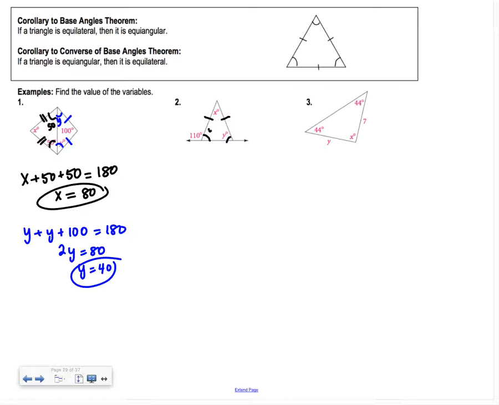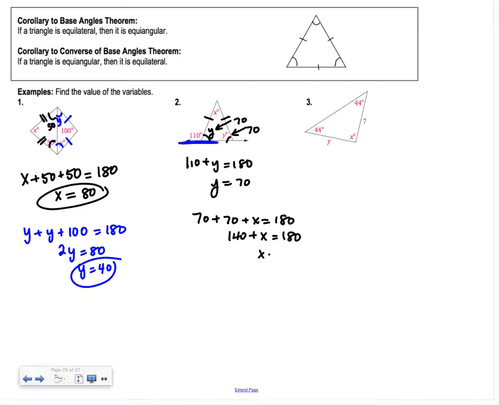So same idea here. I'm going to have a y there. So 110 added to y has to equal 180 because these are what we call a linear pair, right? So we have the 110 and we have y, they have to make 180. So we get y has to be 70. So then we're like, okay, well in this triangle we have 70 and that means this is also 70. So we have 70 plus 70 plus x has to equal 180. So 140 plus x equals 180. So x then has to be 40.